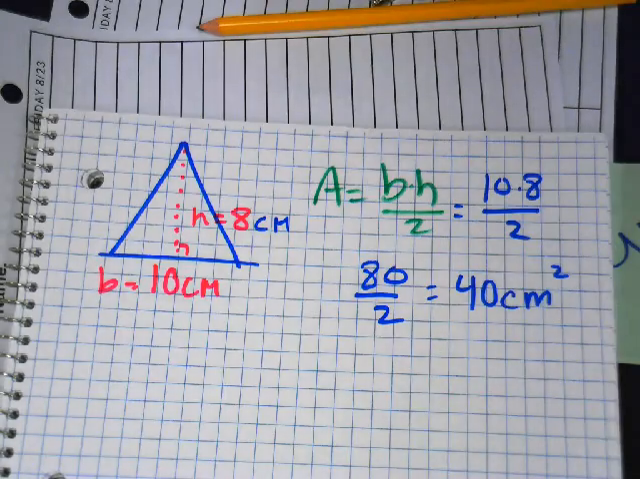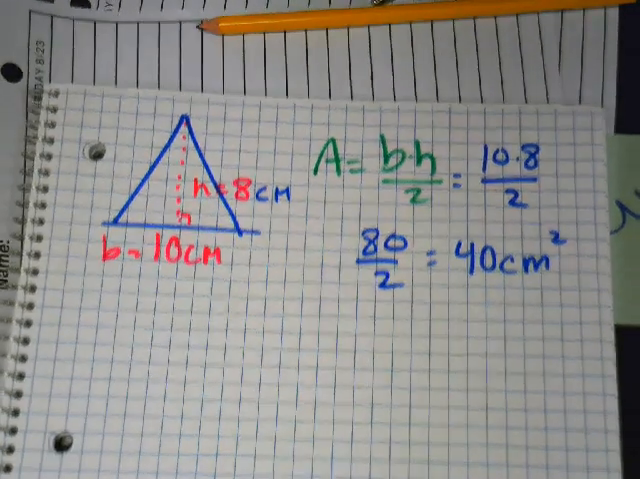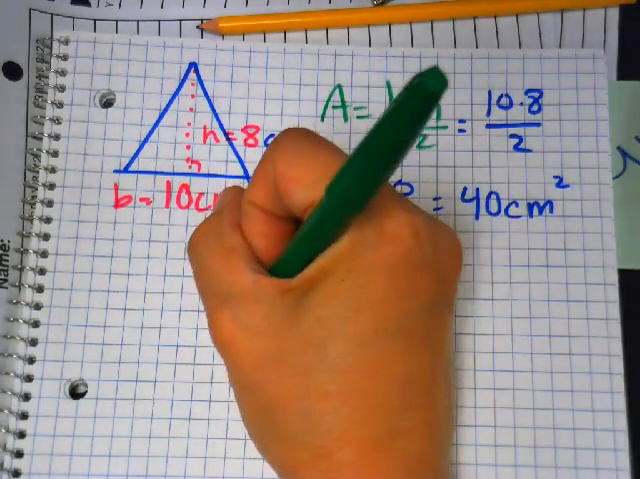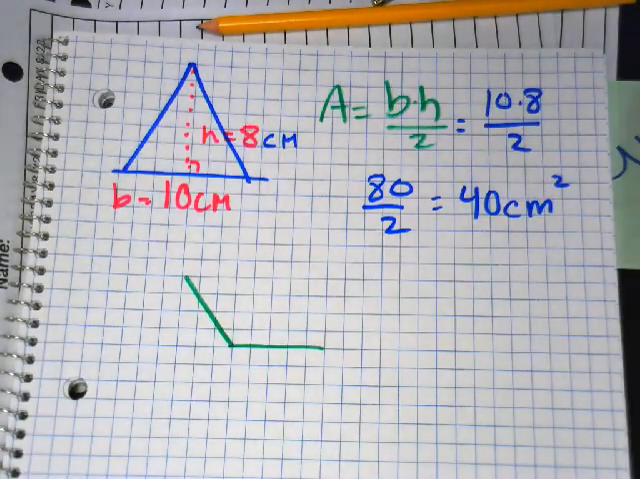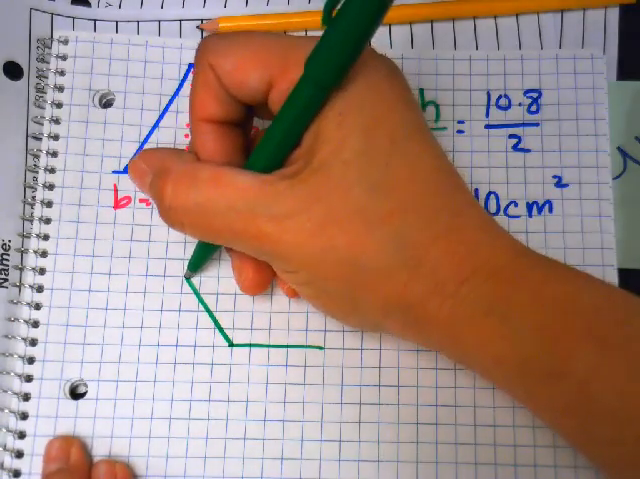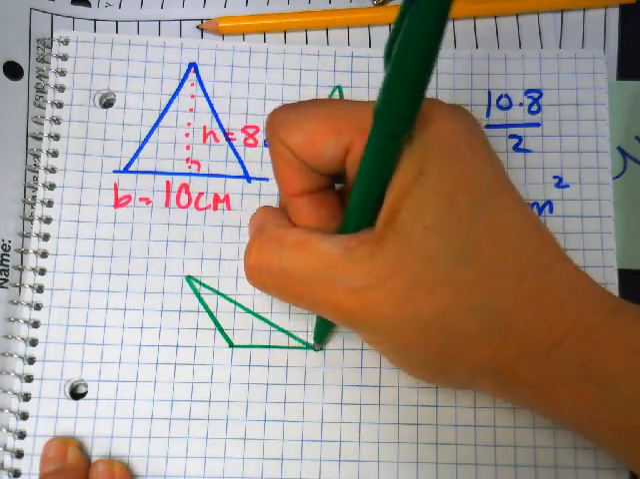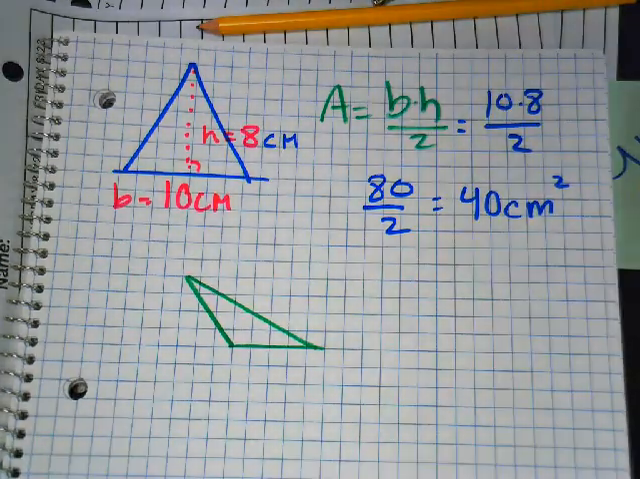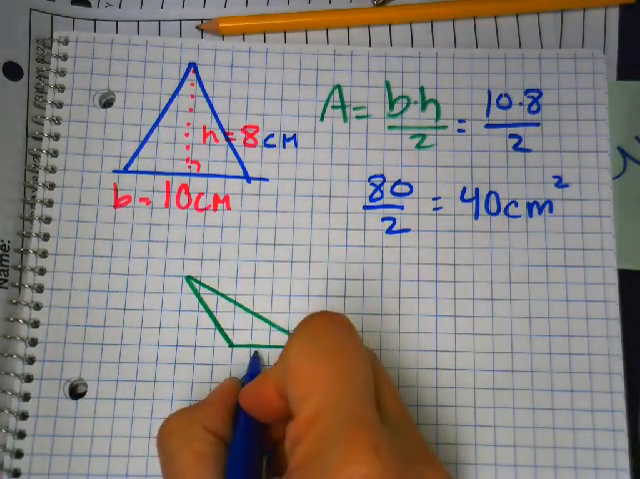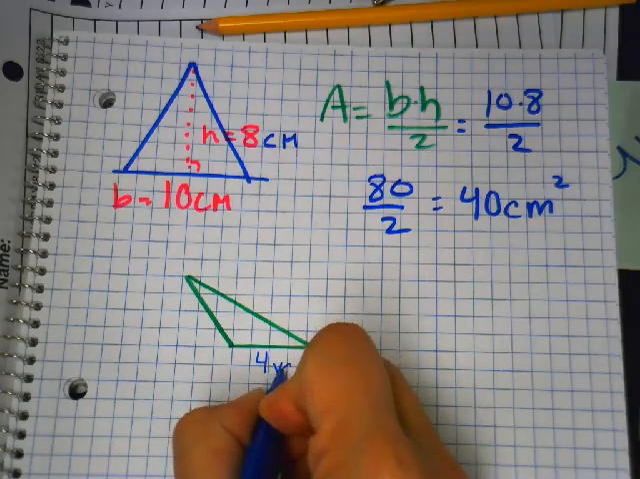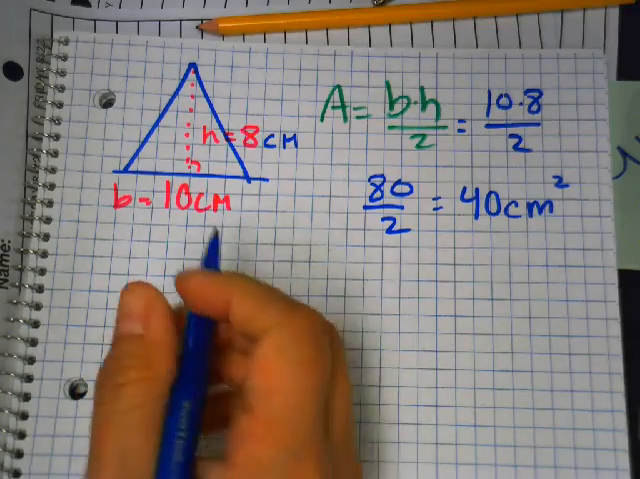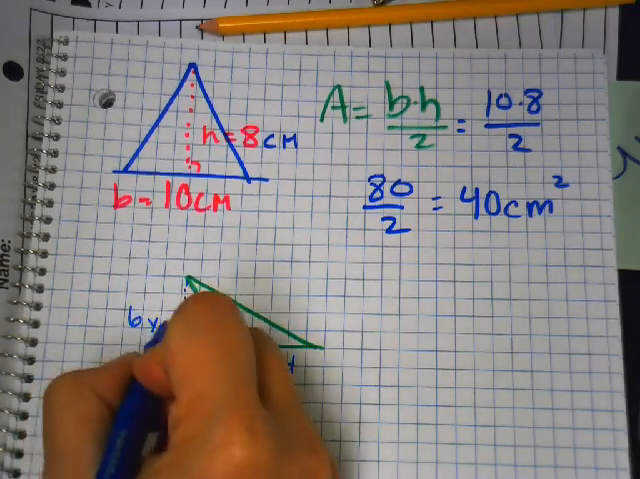Okay, can you draw me an obtuse triangle? How do you start an obtuse triangle? You start with an obtuse angle. So here and here. That's an obtuse angle. And then you close it. All right, let's do it easy. 6 and 4. But this one needs the height outside.